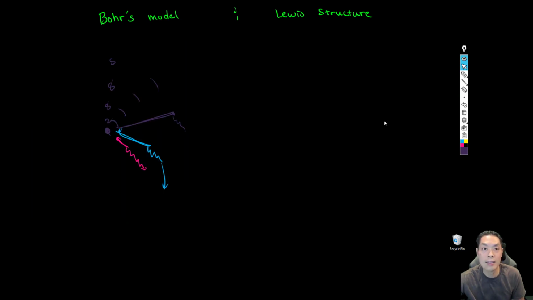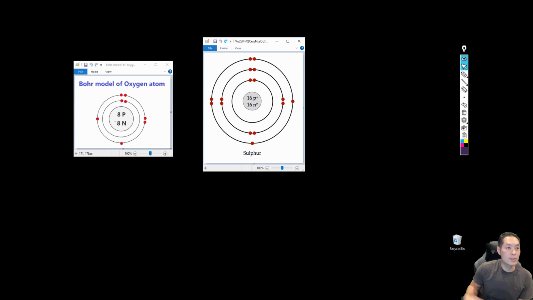So if we look at Bohr's model with different elements, let me see if I can drag this over. Here I have oxygen on the left and sulfur on the right. You'll notice that they are different. Oxygen has 8 protons and neutrons. That means it's going to have 1, 2, 3, 4, 5, 6, 7, 8 electrons on the outside if it's going to be neutral. For sulfur, it's 16, so 1, 2, 3, 4, 5, 6, 7, 8, 9, 10, 11, 12, 13, 14, 15, 16.